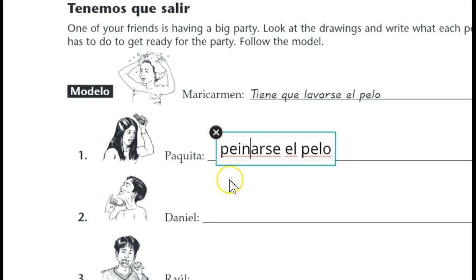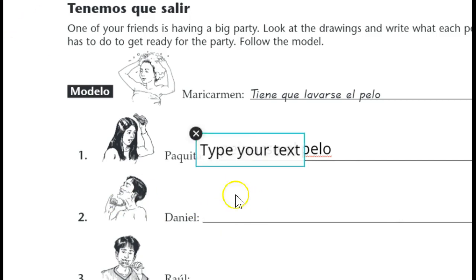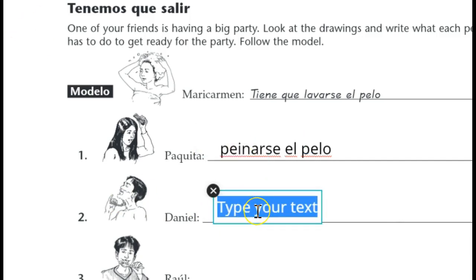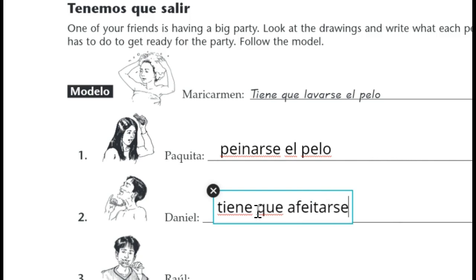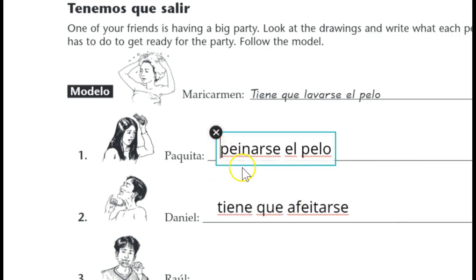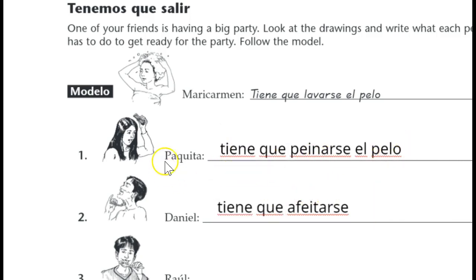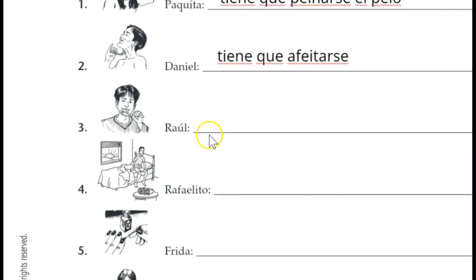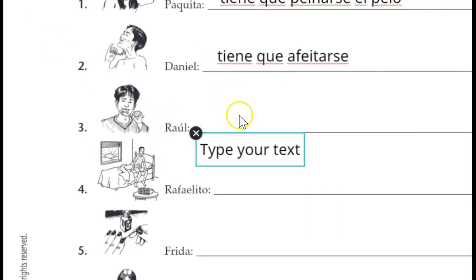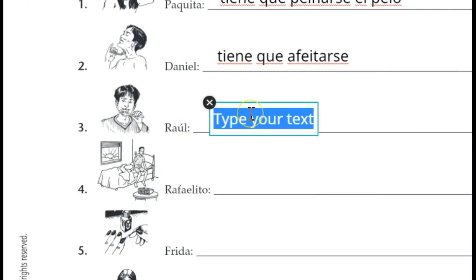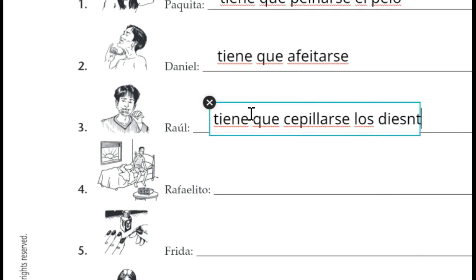Either way, it's fine. Now Daniel is shaving. He has to shave. So we're going to say tiene que afeitarse. And this is, I should have put that in the first one too. Tiene que, he has to do it. Right? Tiene que peinarse el pelo. Tiene que afeitarse. He has to shave. Raúl, right? Has to brush his teeth, right? So we have tiene que cepillarse los dientes.